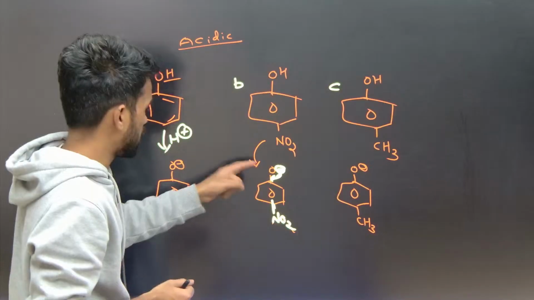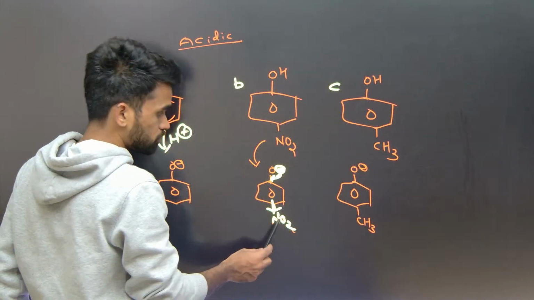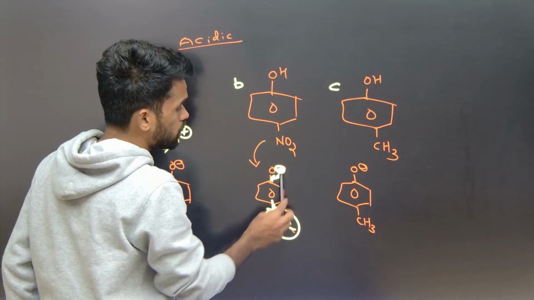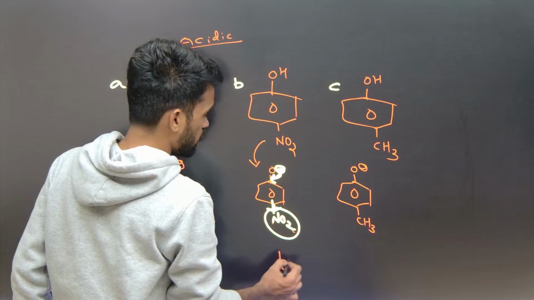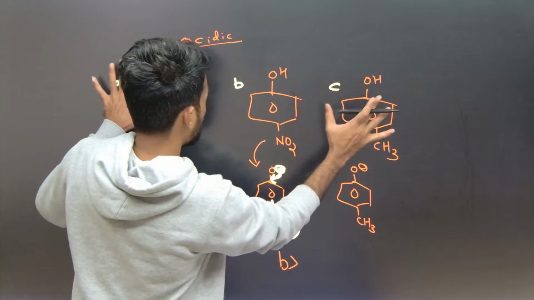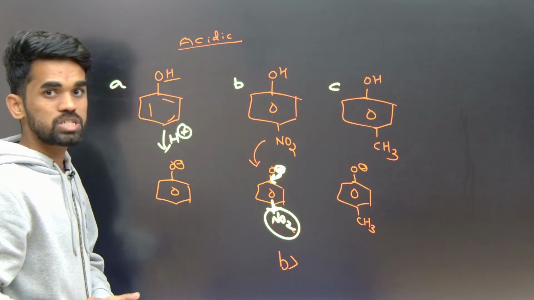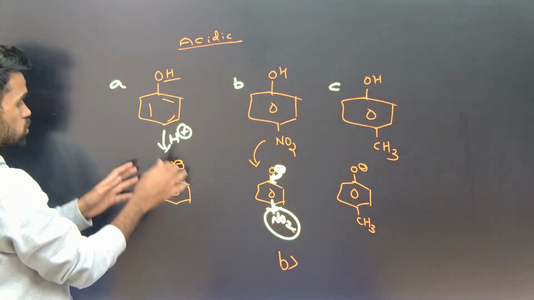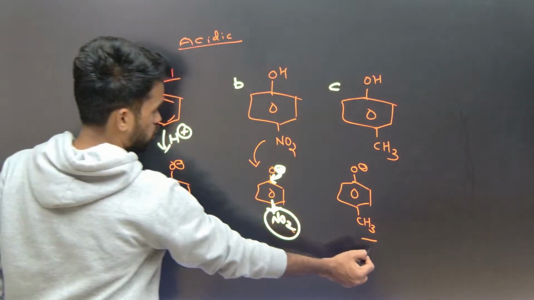Okay, so here negative charge is there and an electron withdrawing group is present here. So the electron withdrawing group stabilizes this negative charge. So we can say B will be more effectively stabilized when compared with A and C. Now, between A and C, which is more stabilized? See, here there is no such group, but here you have a releasing group.